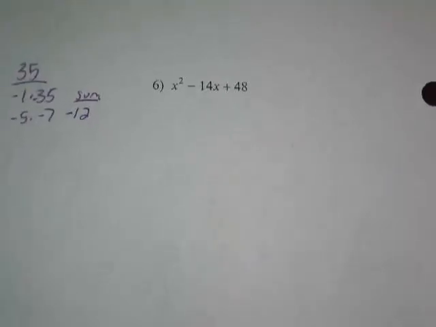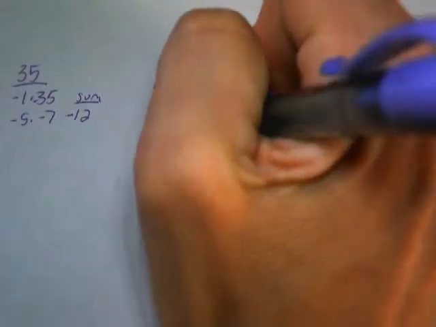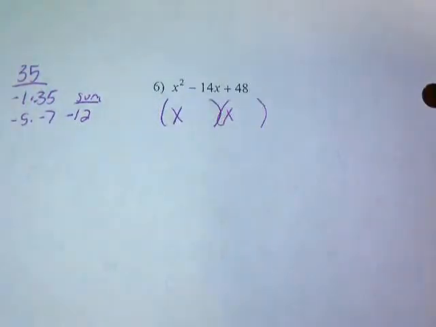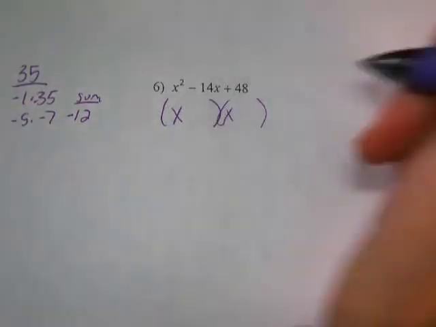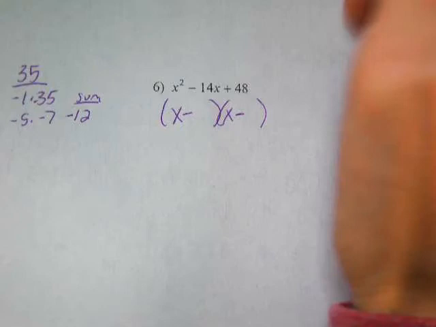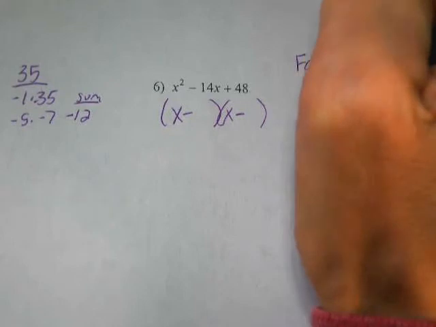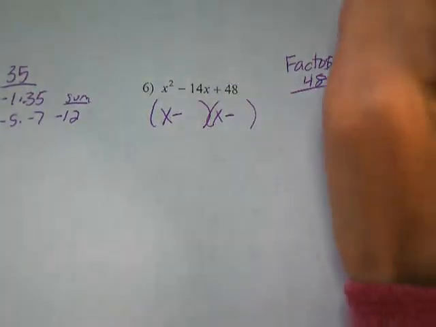Number 6, x squared minus 14x plus 48. So we have a minus and a plus, so if you want to fill in your minus signs first, that's okay. Factors of 48, they're both going to be negative, and we want them to add to negative 14.